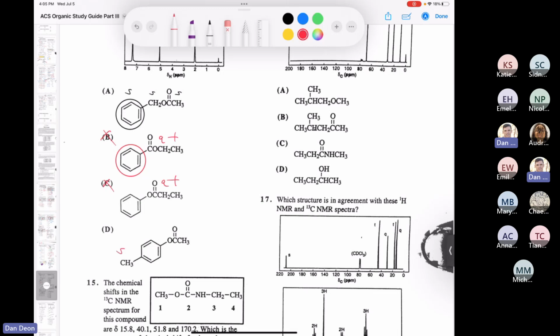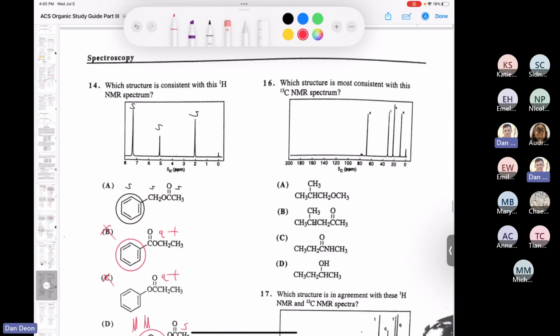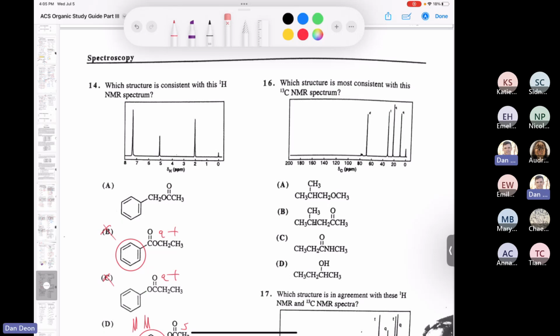This would give you a singlet. This would give you a singlet. This would probably give you a doublet of doublets, wouldn't it, Audrey? You'd probably get the doublet of doublets for this one. But if we look at A, it doesn't seem unreasonable that it could be this compound. So let's just review why it's possible that this could be the correct answer. So we'll put singlet here, put singlet here, and then we'll put singlet here. So we'll color code these.